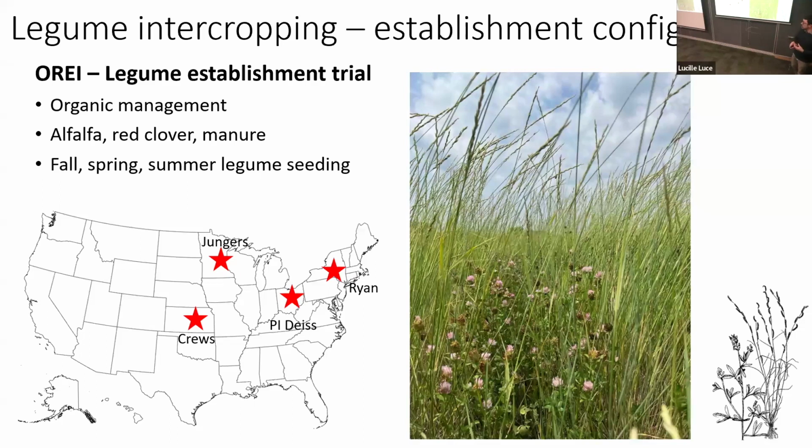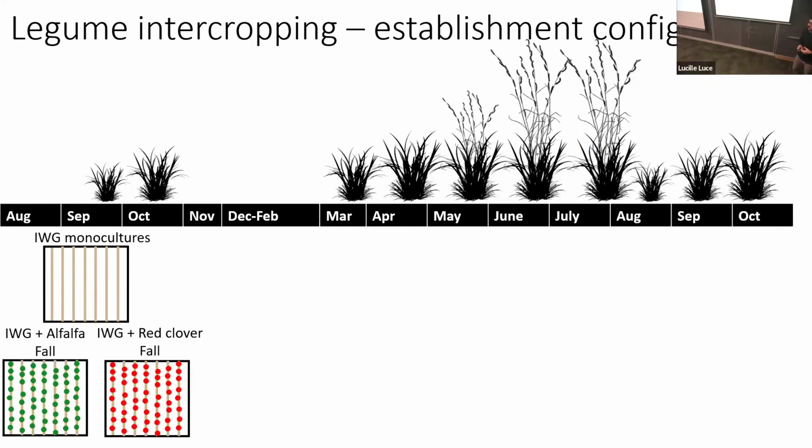with organic manure. And what we're really testing here is different procedures for establishing the legumes. So let me explain a little bit more about that. Everything I've showed you so far, we have established the intermediate wheatgrass and the alfalfa at the same time in the fall. And I've showed you these configurations where we have sown rows of the 2 species. So we did that in this study.